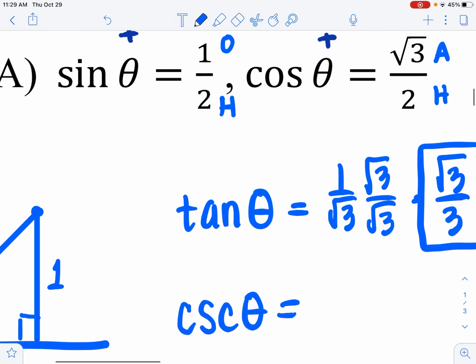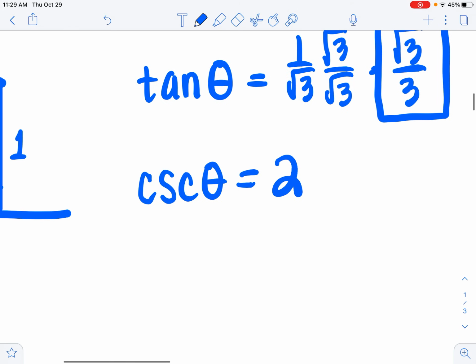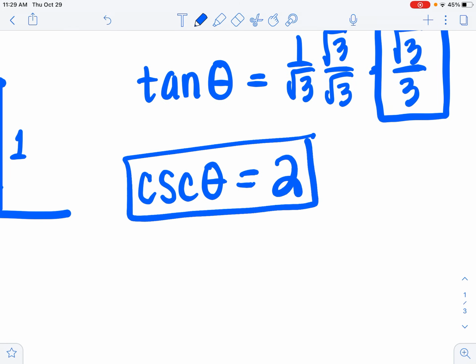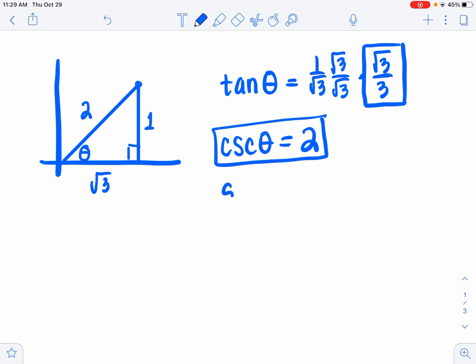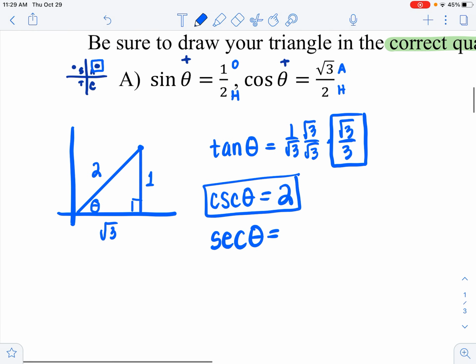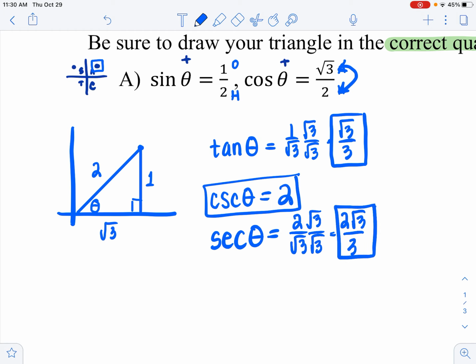So I'll do cosecant next, which is the reciprocal of sine. Sine was 1/2, so all I have to do is flip it. That's 2 over 1, which is 2. So cosecant is 2. Next, I'll do the reciprocal of cosine, which is secant. So I need to do 2 over √3, which I can't leave like that. So I'm going to rationalize by multiplying by √3/√3, and I get 2√3/3.